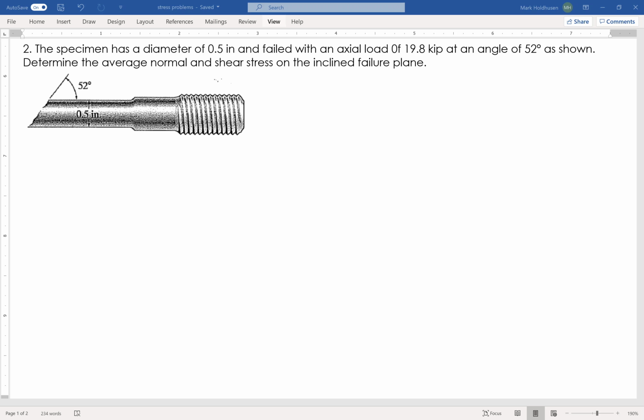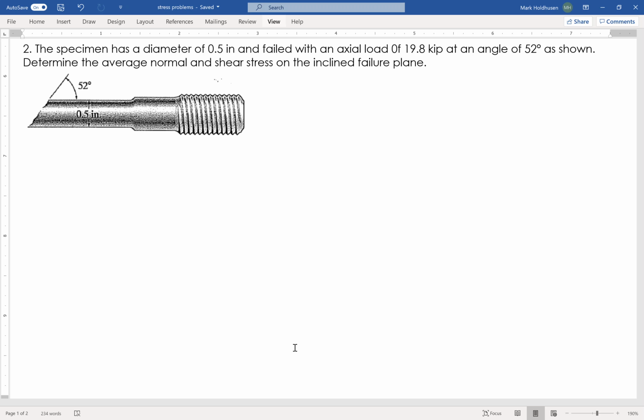In this problem, I have a specimen. It's half-inch diameter. It's loaded with 19.8 kips, that's 19,800 pounds, at an angle. I want to find the normal and shear stress on that angle that it fractures at. So the first thing I need to do is find the normal and shear force that is occurring at that load.